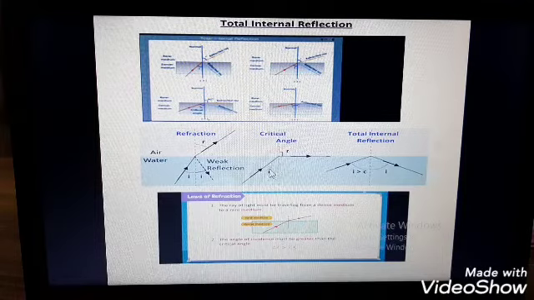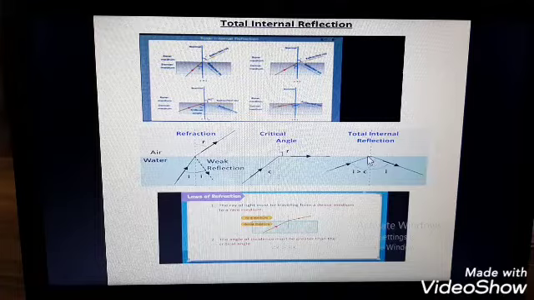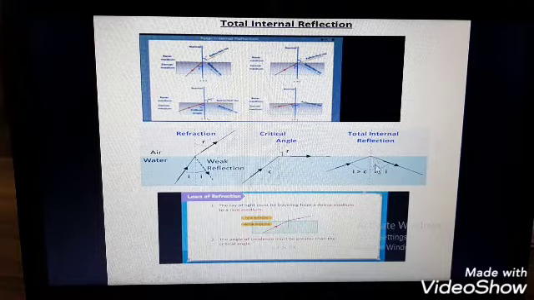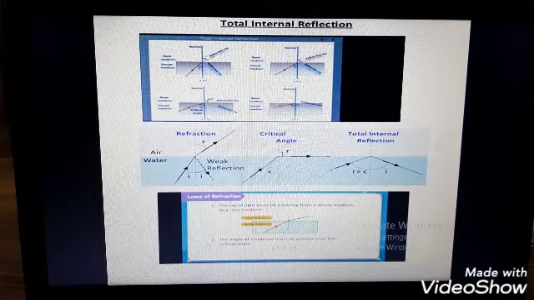Now we will increase it further. Now we will increase it so much that the angle of refraction will be greater than 90 degrees, and at that time it is known as total internal reflection, because now it is reflecting, coming back in the same medium. This is known as total internal reflection. Now this phenomenon we are going to use for the formation of a rainbow.